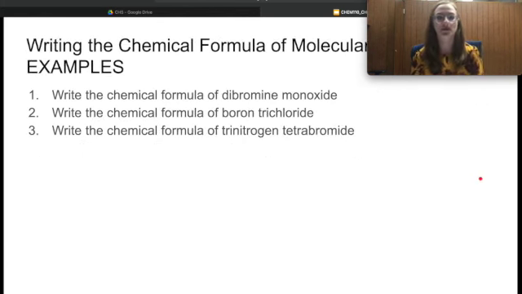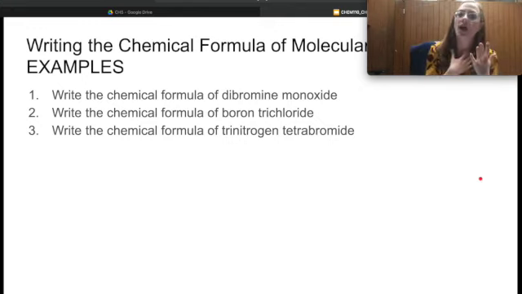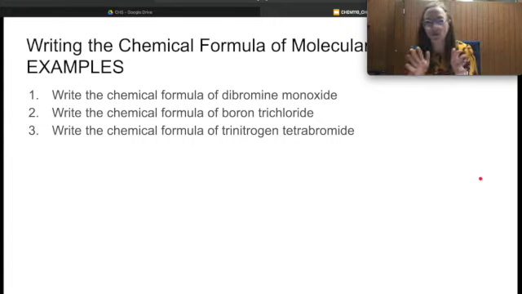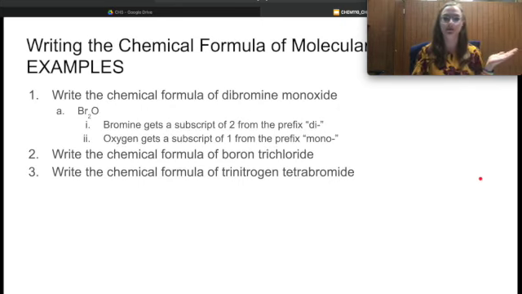Let's do some examples. So let's write the chemical formula of dibromine monoxide. So I look at my first one, I see that it's bromine with the di prefix. Di means 2, so I have Br2. I see I have monoxide. Monoxide is oxygen. So I've got mono oxygen, so I've got 1 oxygen, so I've got O, and we wouldn't write a 1 for a subscript ever, right? So we would have Br2O, dibromine monoxide, Br2O.